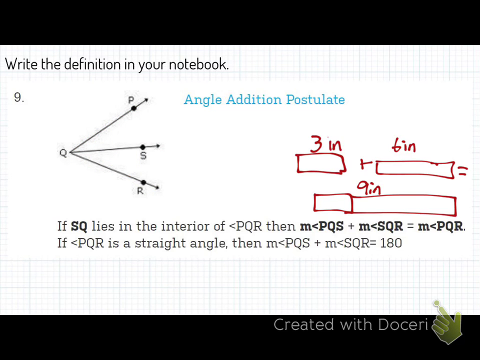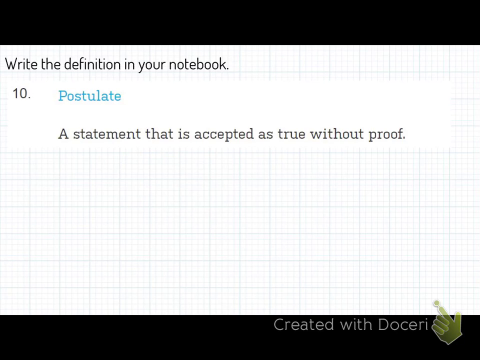Alright. Continuing on here. Number 10. There's this geometry word called postulate. It's a rule. So it is a statement that is accepted and true without any proof, okay? So the idea here is that it's just an unsaid rule. We don't have to prove it. It just is, and we all accept it.